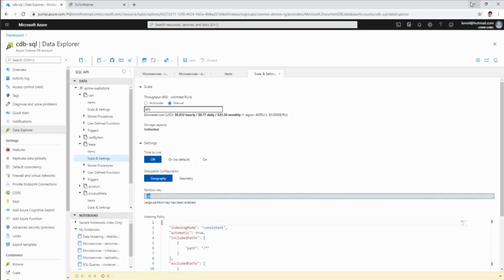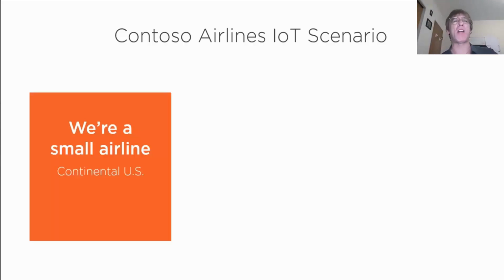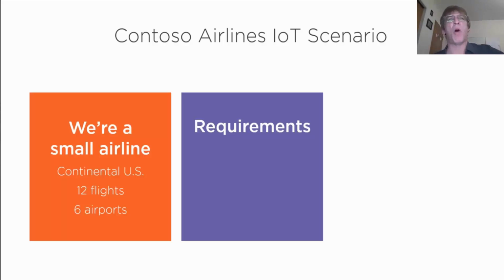Okay, so now we're gonna ratchet this up. We're gonna take this to the next level. We're gonna go into some bulk with a much larger data scenario. Contoso Airlines. We're a small airline. We have 12 flights. We service out of 6 airports across the continental US. We hope to expand, but even at just 12 flights, that's a lot of telemetry. And we are going to use Cosmos DB to store all of our telemetry and hopefully accommodate much more growth in the future. And we have a number of requirements.